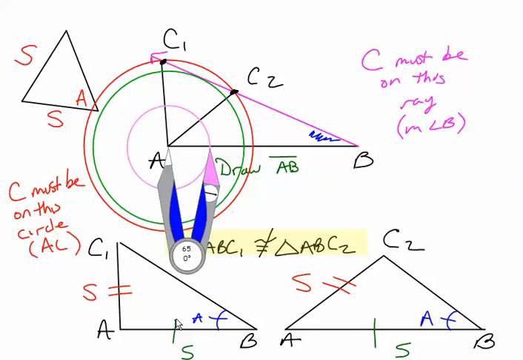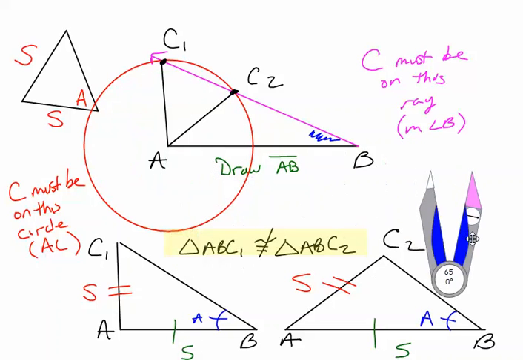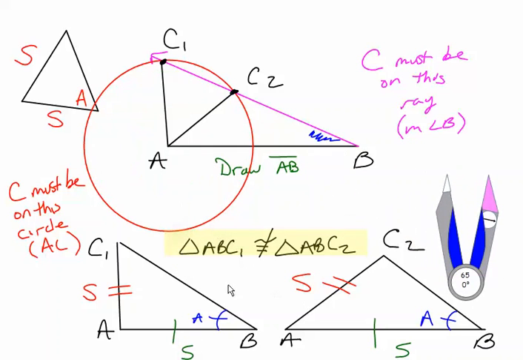So you could get two, one, or none, but what really matters is right here where you get two triangles, because that shows us that we cannot trust side-side angle in order to guarantee that triangles are congruent.